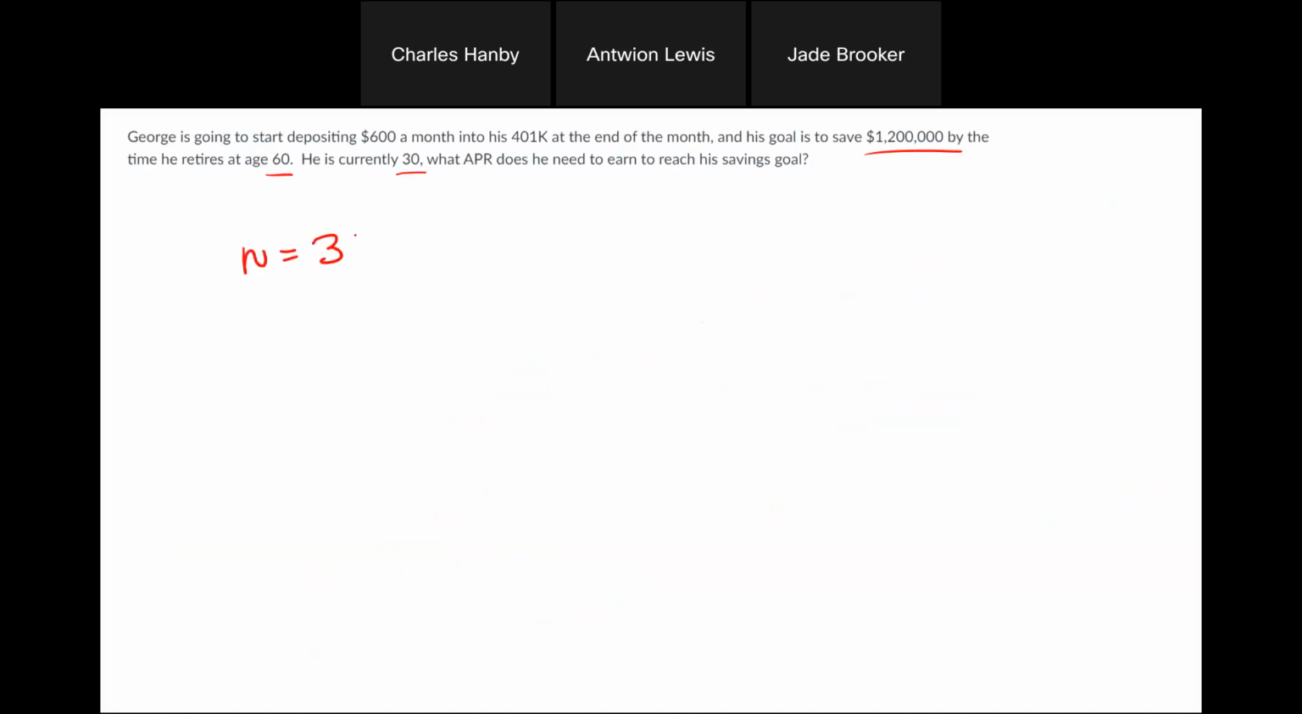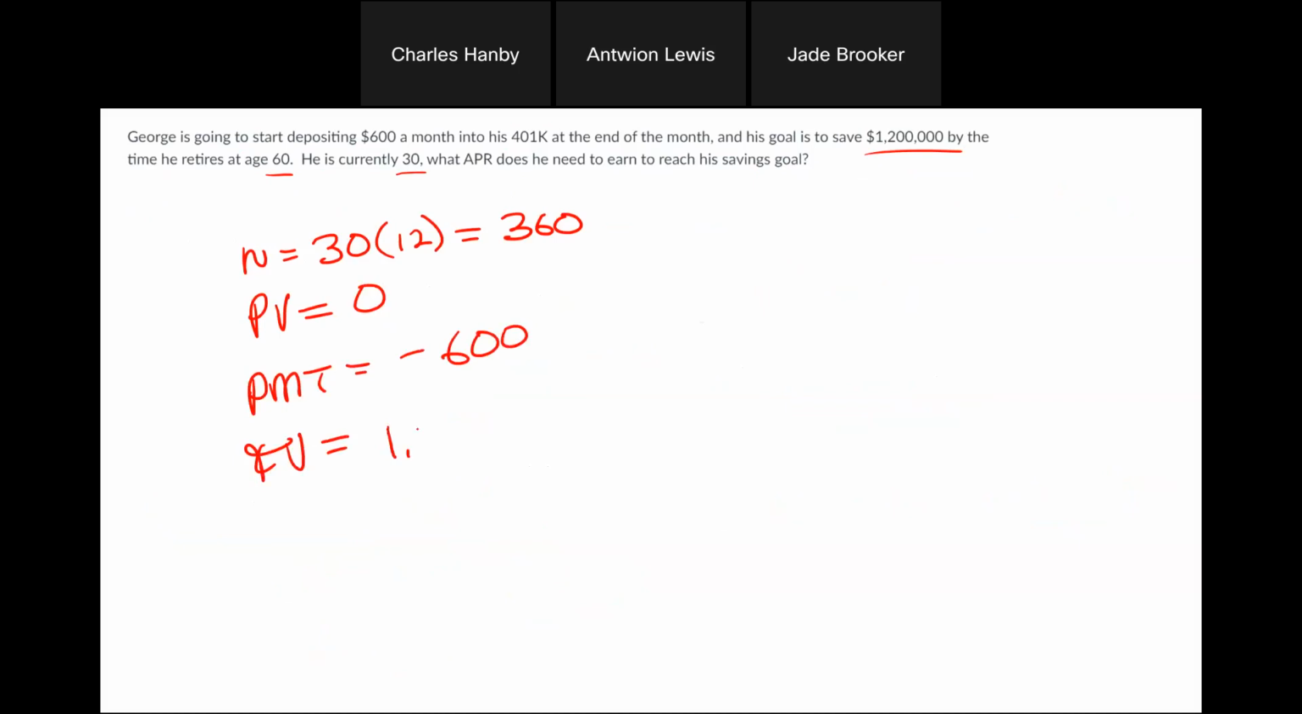So he's 60 minus 30 is 30 years. Monthly, 30 times 12 is 360. He doesn't have anything in the account, so PV is 0. Payment is 600, entered as a negative. Future value is the 1.2 million. Compute IY, and you get 0.79. That's a monthly rate, so you multiply it by 12 to get 9.42%.